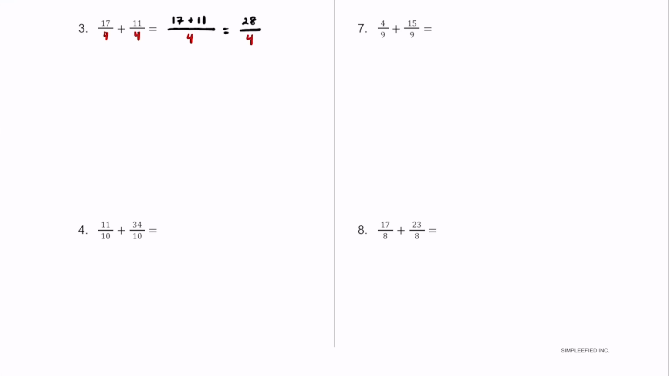Now this one's pretty interesting just because 4 goes into 28 perfectly evenly. So 4 into 28 goes in 7 times. So you could also say this is going to be 7 wholes, or 7 over 1, which of course can be simplified into just being 7.